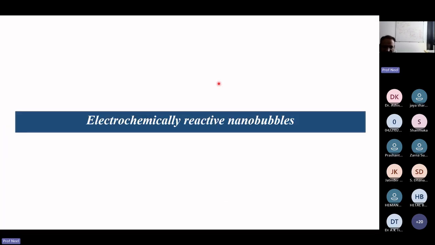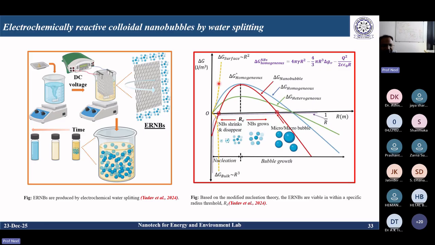Next topic, I will elaborate on electrochemically reactive nanobubbles. What we find is that if you generate nanobubbles by using the electrochemical method, these bubbles have been seen to be electrochemically active. And if we are able to create bubbles by using the electrochemical method, these bubbles have a property that they automatically reduce the dye. It automatically degrades the dye actually, right?